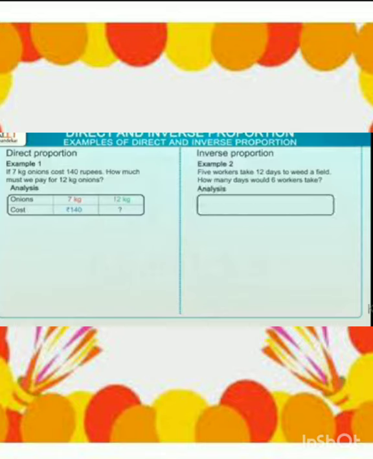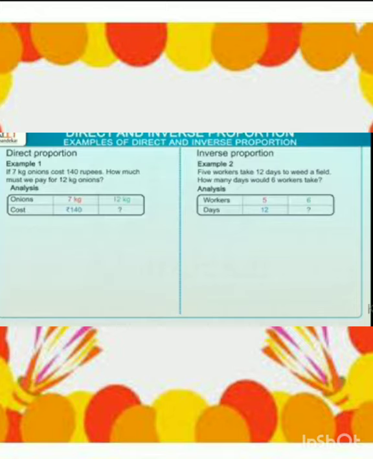Let us analyze example 2. Here 5 workers complete the work in 12 days. So write 5 and 12 in the table as shown on the screen. Here we are supposed to find the number of days taken by 6 workers. So 6 and question mark as shown in the screen.